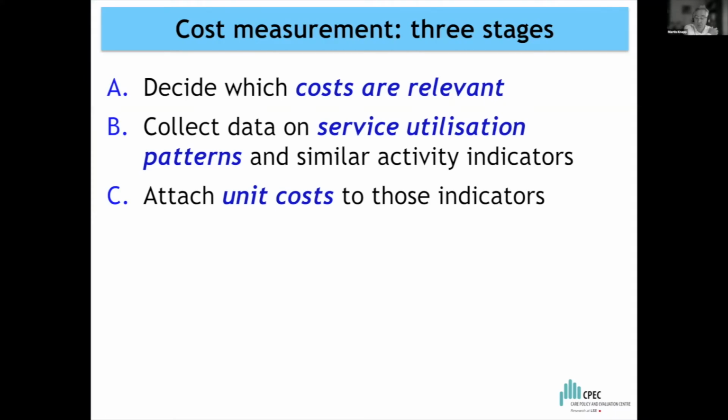So the first task then is to decide which costs are relevant. Which costs do we need to measure? I'm going to talk about that in a moment. Secondly, once we've decided what we need to measure, how do we measure? And we go away and do the measuring. And then thirdly, we attach costs to those things that we measure. So if we're measuring how many times somebody goes to a day center, then we need to know what is the cost of attending a day center. So those are the three elements.